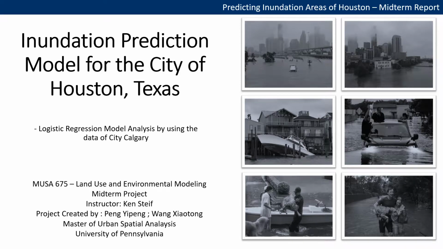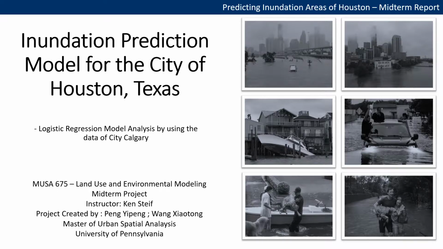Flooding, as one of the primary disaster types in the United States, usually happens during the summer period. There are many factors that could lead to inundation inside the city area, like the large precipitation brought by a hurricane or imperfect disaster infrastructures. For this project, we are going to present our inundation prediction model by using the city data from Calgary, Canada, to build a logistic regression model which could predict the potential inundation area for other cities.